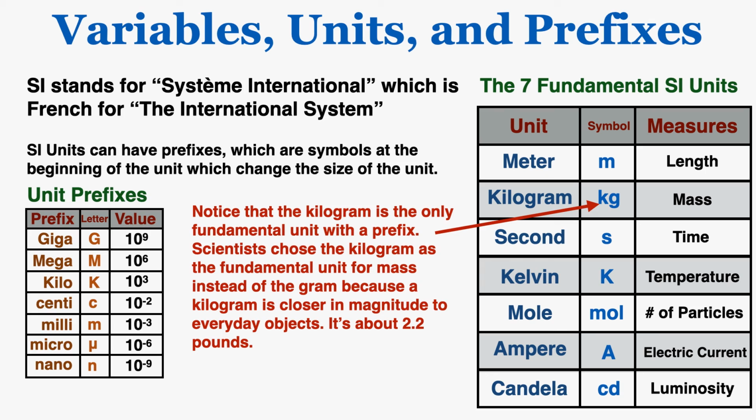Notice that the kilogram is the only fundamental unit with a prefix. Scientists chose the kilogram as the fundamental unit for mass instead of the gram because a kilogram is closer in magnitude to everyday objects. It's about 2.2 pounds. So that's all the basic information that you need to know about variables, units, and prefixes. We're going to return to these concepts a lot throughout the year, and at the end of the course, we'll be able to reduce all of the units that were given to the 7 fundamental SI units.